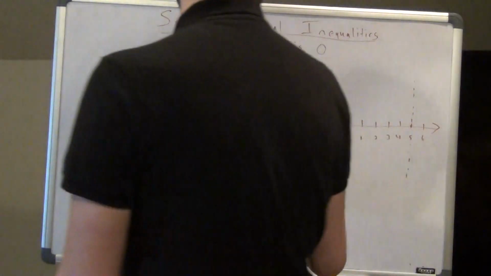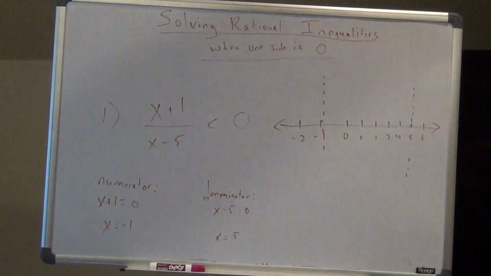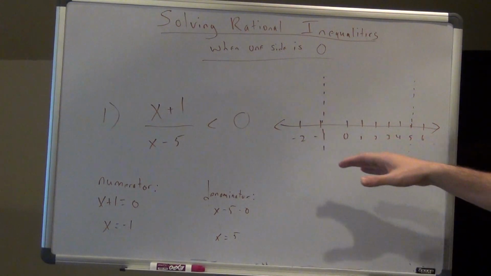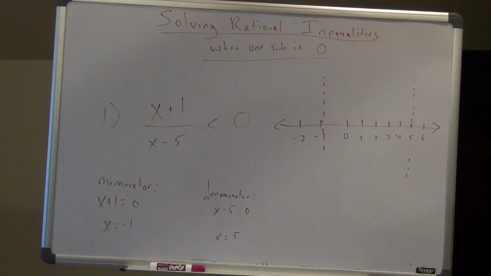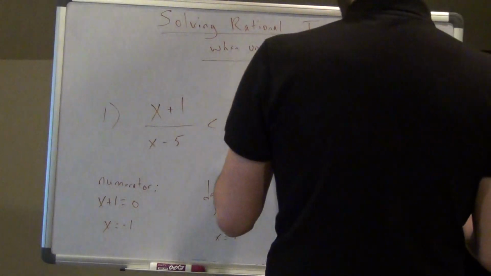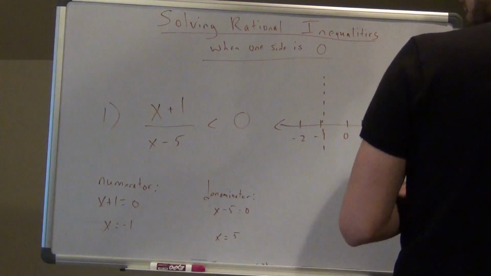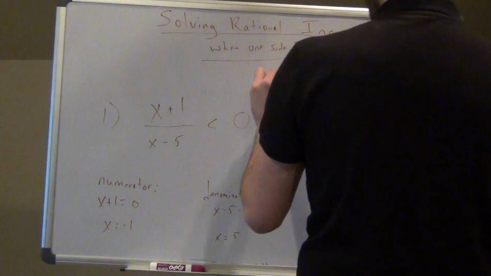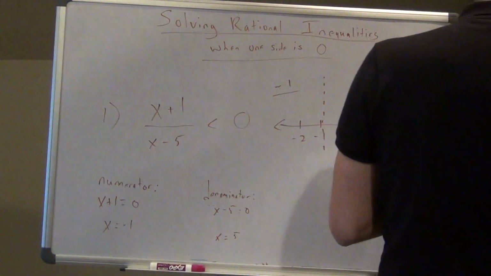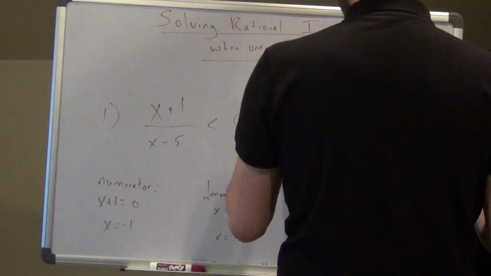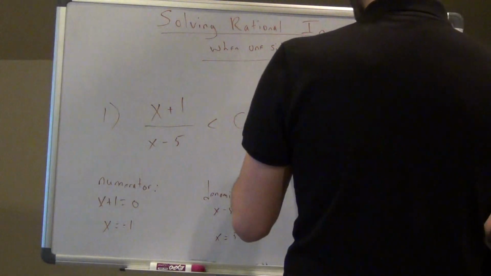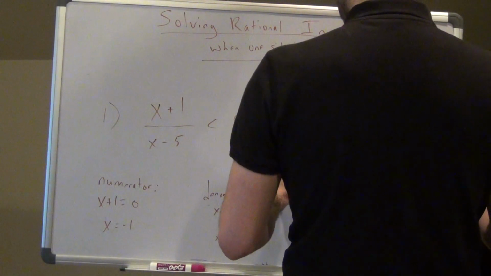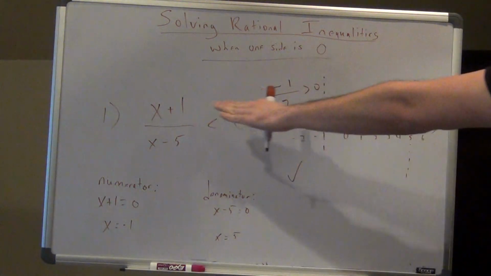So let's try this region first. I'm going to plug in -2 for x and see if it makes it less than 0 or greater than 0. So I plug in -2: -2 plus 1 is -1, over -2 minus 5 is -7. That's going to be +1/7. This is going to be positive. So this region works. Less than -1 is going to work.